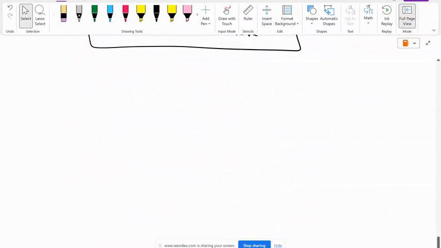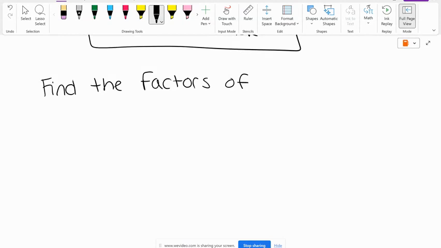Okay, do you guys want to try one on your own? Try this on your own. I want you to find the factors. Find the factors. If you need help, raise your hand. I will come help you.